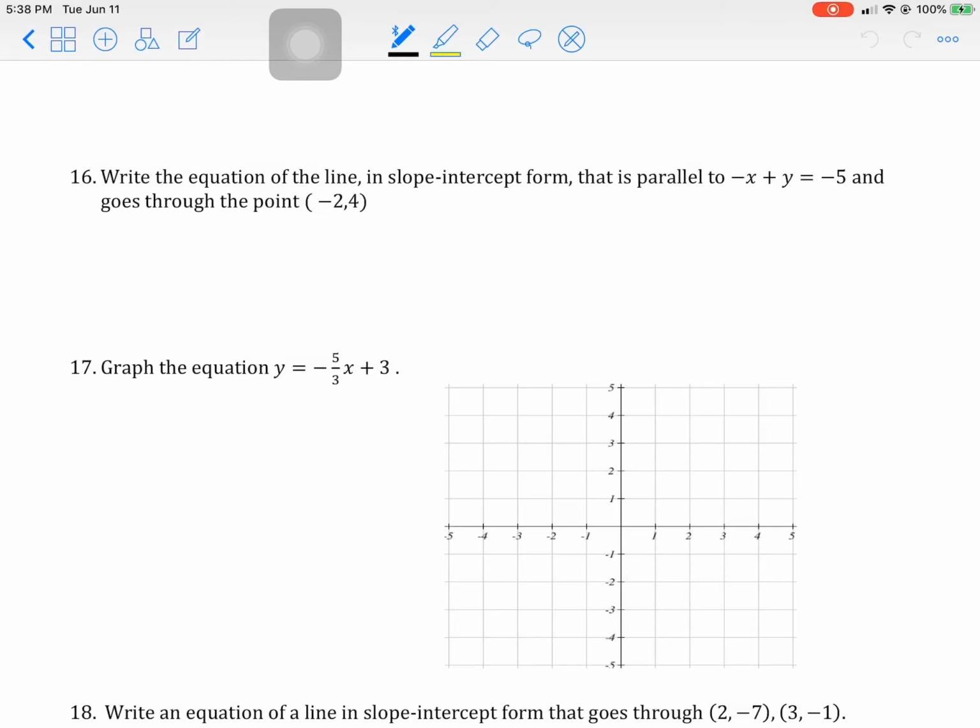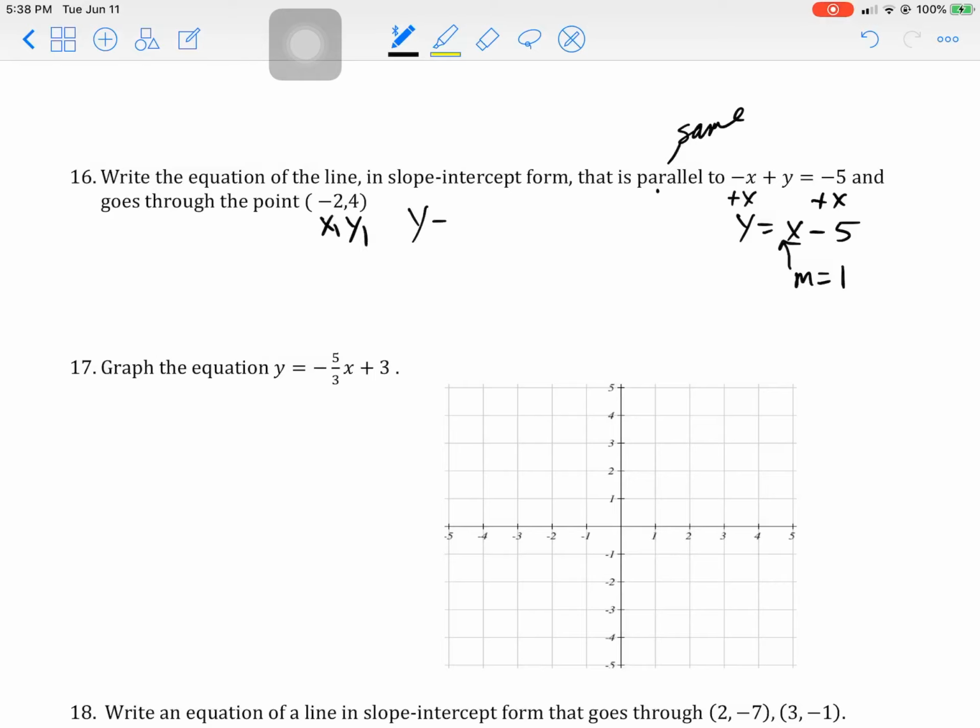Write the equation of the line in slope-intercept form that is parallel to this line. So we need to know what the slope is, because if it's parallel, it's going to be the same slope. So isolate my y. y equals a positive x minus 5. So my slope right here that you don't see is a 1. So a line that would be parallel to this line would have the same slope going through this point.